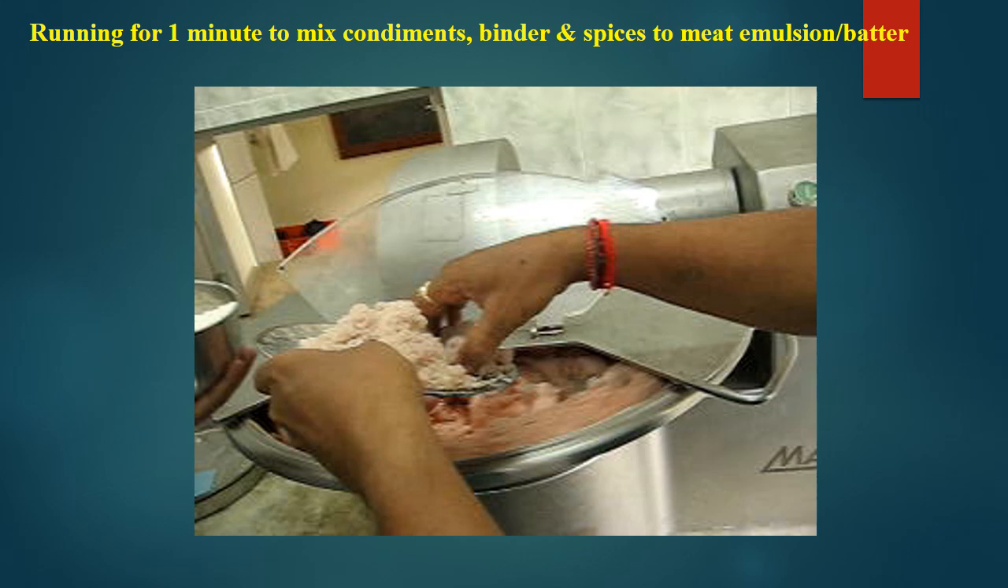First the green condiments are added by running the machine at a slow speed, and then the binder is added at a slow speed, and then the spice mix is added at a slow speed. Altogether all these three ingredients can be added first, and then we can run the machine at a high speed. In case of broiler meat, around 15 seconds should be enough, whereas in case of other red meat we can run it for 30 seconds to 1 minute to thoroughly mix everything and finally get a batter.